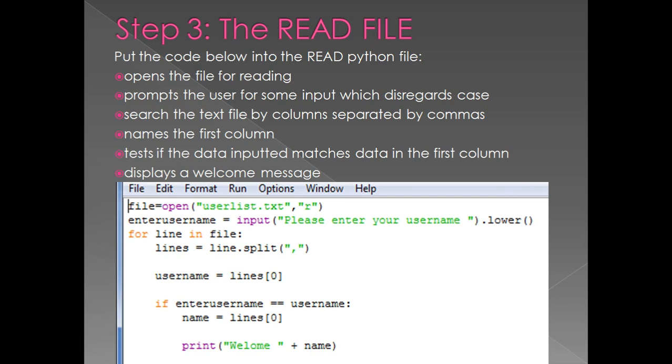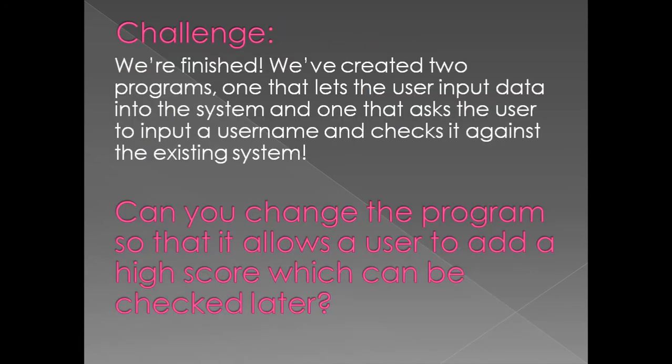Now, having taken all that in, you should be ready for a challenge, like Rocky. We're gonna have two programs, just like before, and I'd like it to prompt the user for a high score, so for the username and high score, and then when the person searches using the read file, it should display the username and high score.